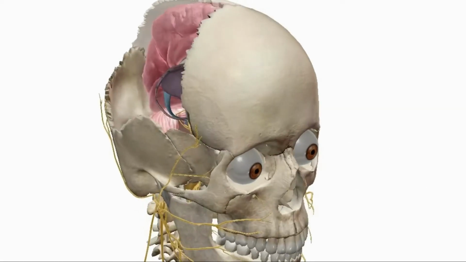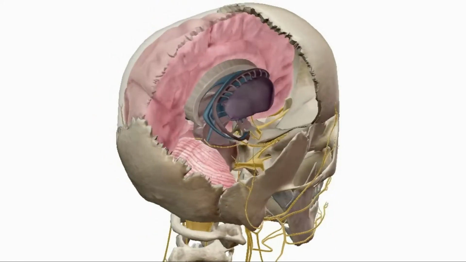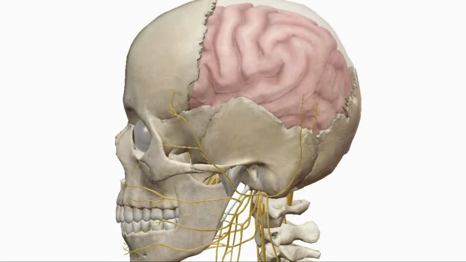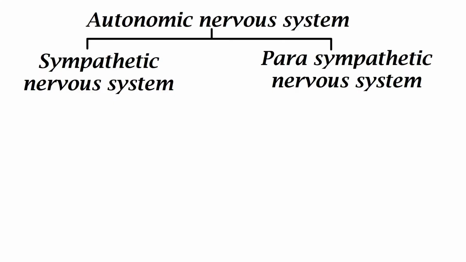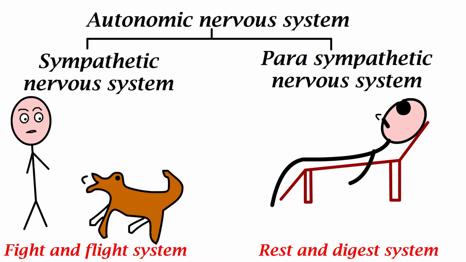The autonomic nervous system is a special type of nervous system which controls the involuntary actions. It's distributed throughout the CNS and PNS. It's divided into sympathetic and parasympathetic nervous systems. The sympathetic nervous system takes action during emergency situations. It's responsible for fight and flight. The parasympathetic nervous system takes action during resting state. It's also called the rest and digest system.